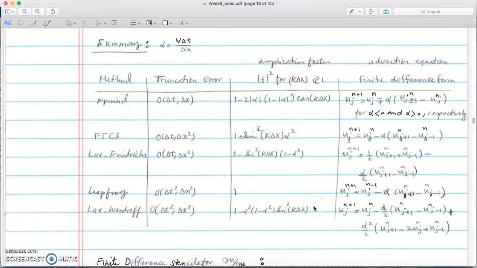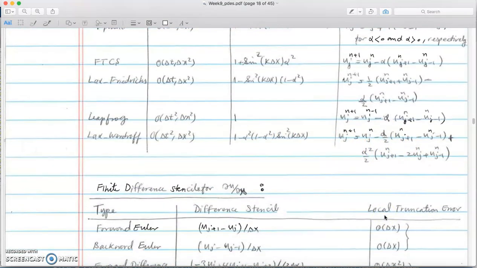And then lastly, we talked about Lax-Wendroff, which is second order in time, second order in space. So we see that the order of accuracy increases from top to bottom. And then we realized that this is also conditionally stable for some alpha less than 1, and we had the discretized equation right here.